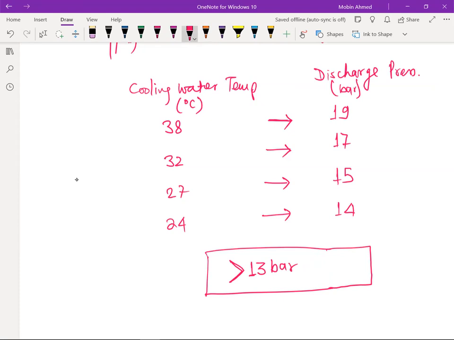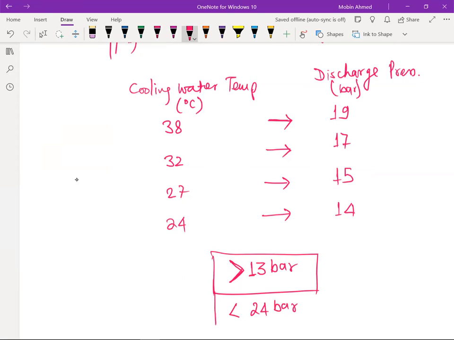So this is about our discharge pressure. We will just write here the discharge pressure, DP. It should always be more than 13 bar, and it should be less than 24 bar. This is the maximum it can go, 24 bar, but it's supposed to be lower.